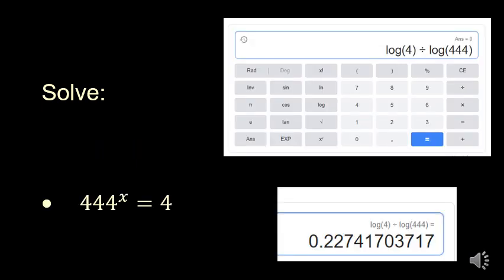A lot of times when people are trying to figure out how to do this, they'll kind of think to themselves, you do log of the big number divided by log of the little number. And that's not exactly right. It's log of the number that's by itself divided by the log of the number that's by x. And so here I do log 4 divided by log 444. It's the 444 that has to come last. And when you do that division, you end up getting about 0.23 for the final answer on it.